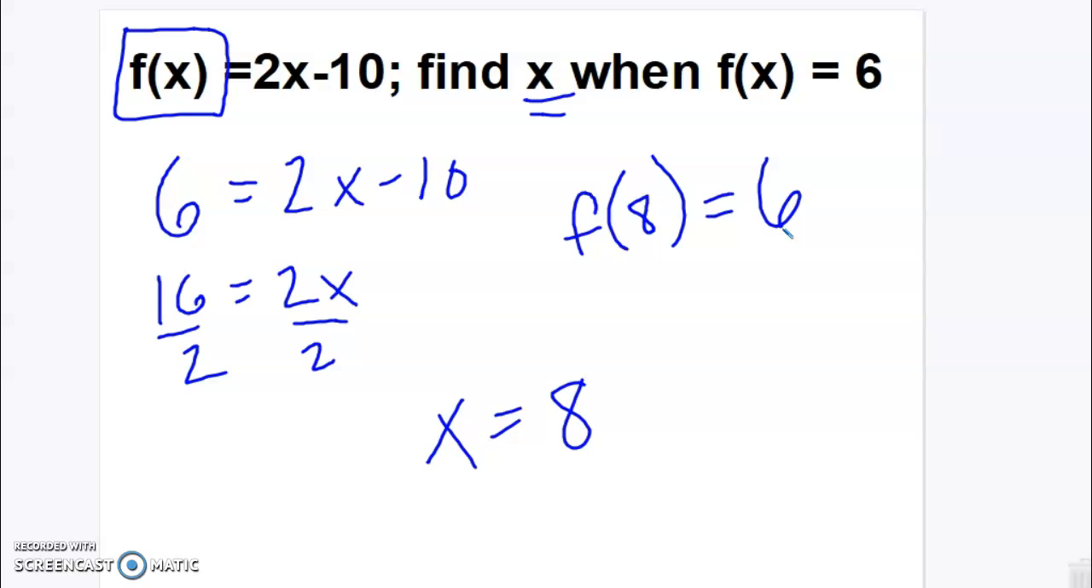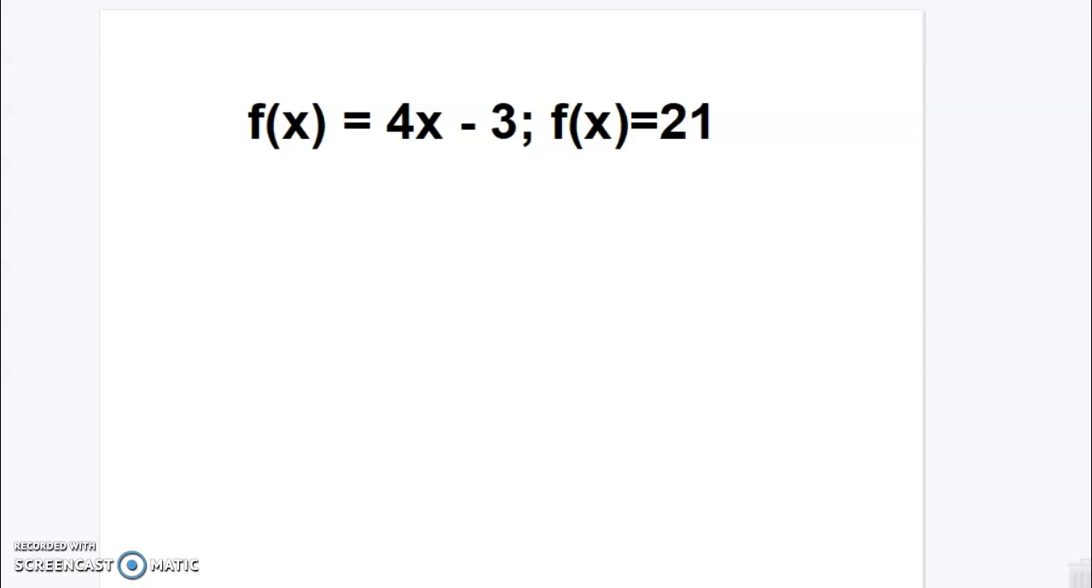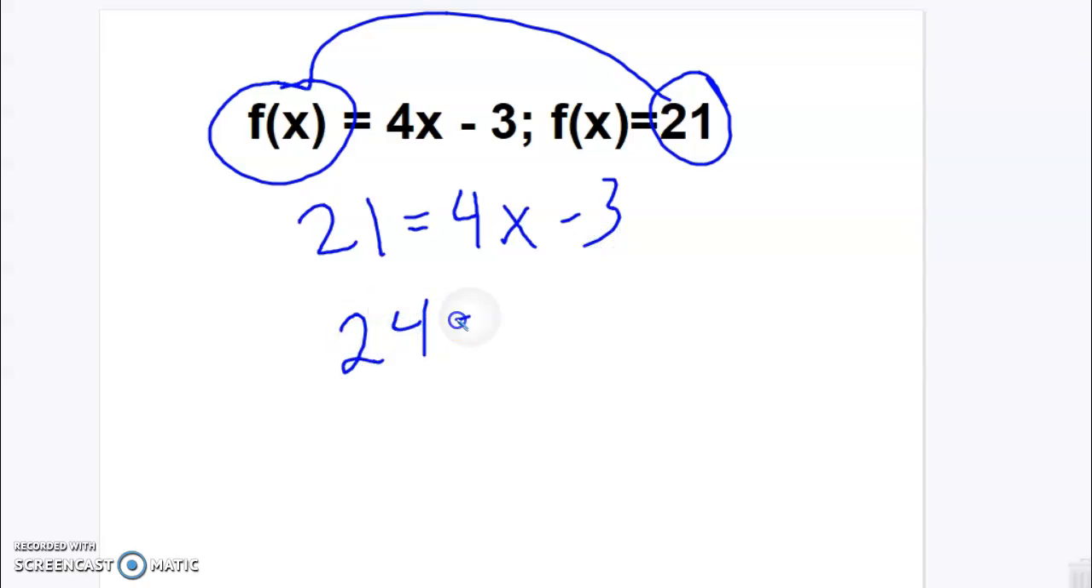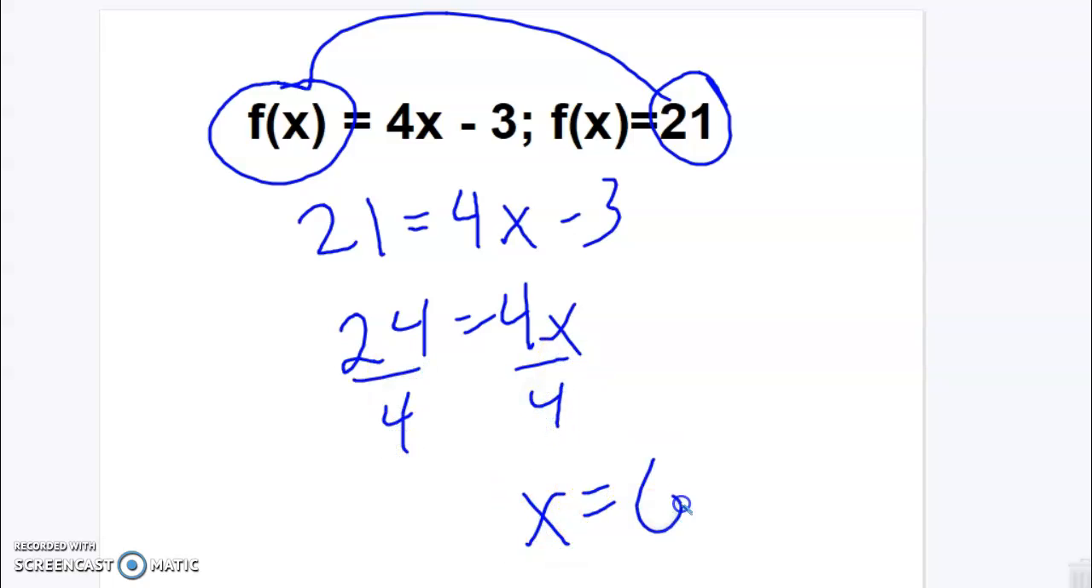All right, let's do another one like that one. f of x is equal to 4x minus 3. When f of x is 21, we're going to put 21 in place of f of x, and then we're going to solve. So 21 is equal to 4x minus 3. We're going to add 3, which gives us 24. And that gives us 4x. Divide both sides by 4, and we know that x is equal to 6. So our answer on this one is 6.